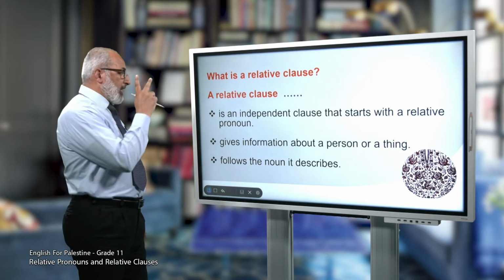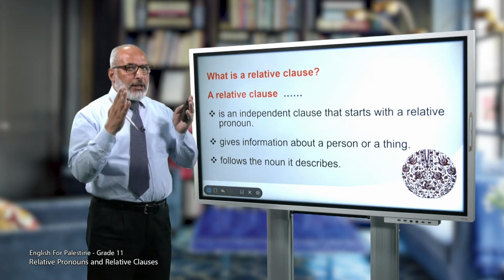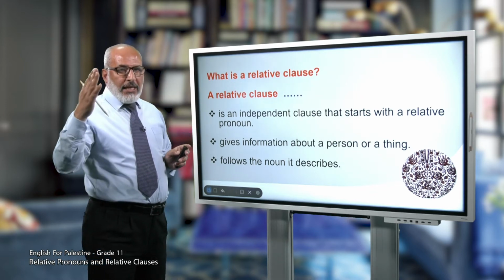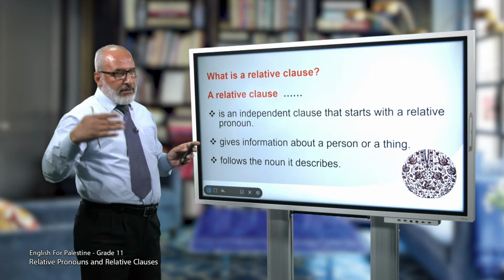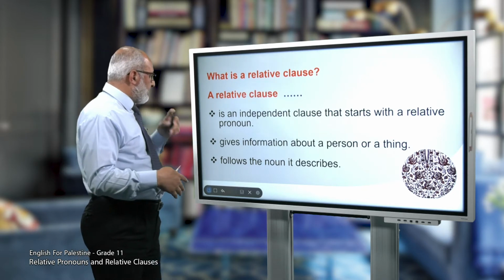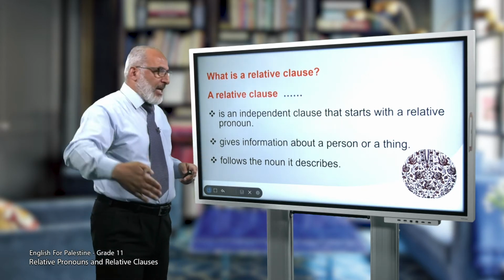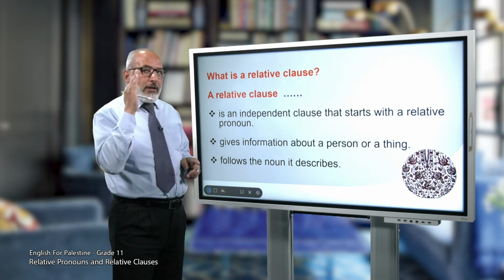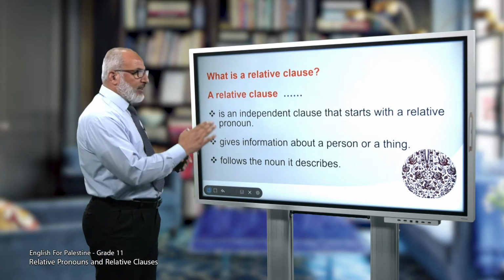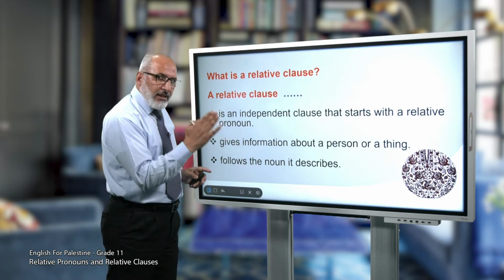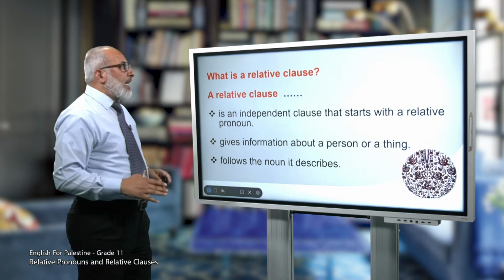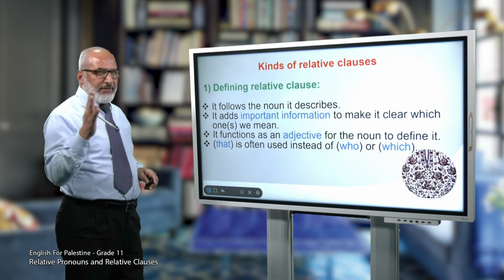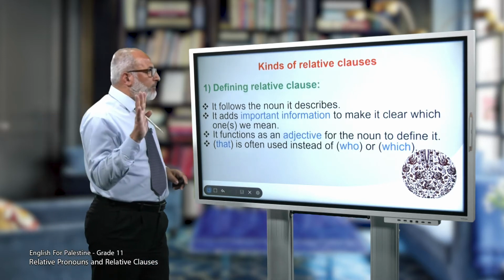Again, number one, it is an independent clause. Independent clause means it has a subject and verb, and basically an optional object. And it gives information about a person or a thing. And it follows the noun it describes. It comes after it directly. Okay? Now, in English, we have two kinds of relative clauses.